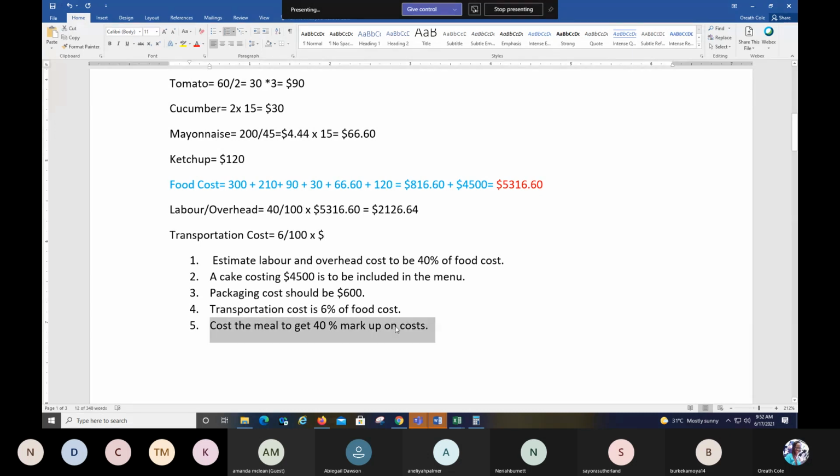Last. Because the markup is on cost, not food cost, that means you have to add up everything. So it can be a bit tricky. So we're finding 6% of food cost. We know what the food cost figure is. So now let us work out what is the transportation cost.